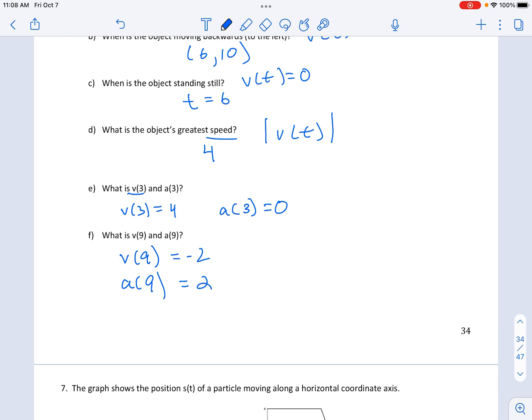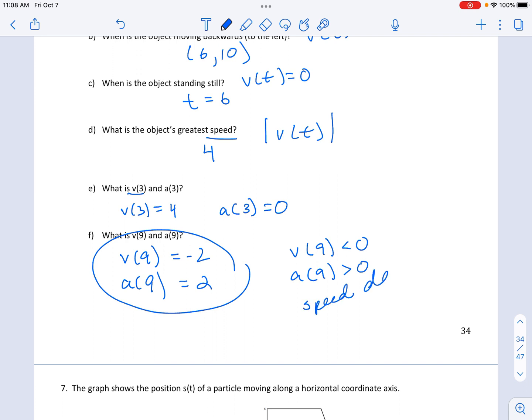Okay, one last question. If I asked you at 9, is the speed increasing or decreasing? So notice here the velocity is negative, acceleration is positive. So remember we learned that when they have opposite signs, that means that the speed is decreasing.